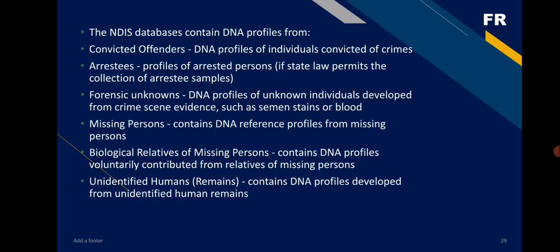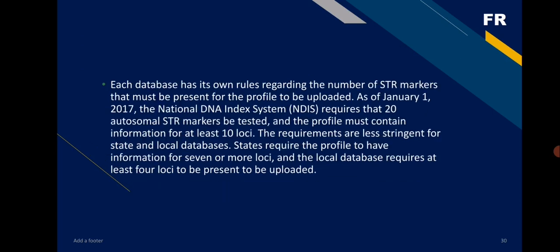The National DNA Index System databases contain DNA profiles from convicted offenders, individuals convicted of crimes, and arrestees, if state law permits the collection of arrestee samples. Forensic databases contain DNA profiles of unknown individuals developed from crime scene evidence such as semen stains or blood. Missing person databases contain DNA reference profiles from missing persons. Biological relatives of missing persons contain DNA profiles voluntarily contributed by relatives. Unidentified human remains contain DNA profiles developed from unidentified human remains.